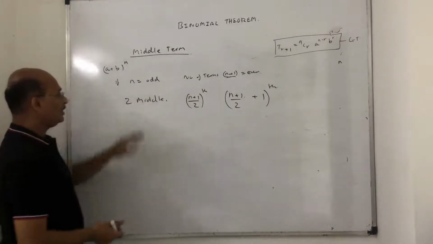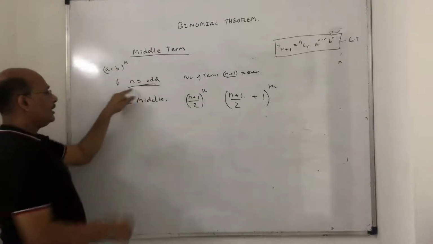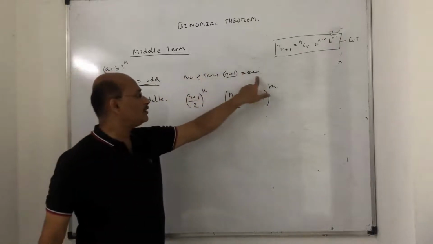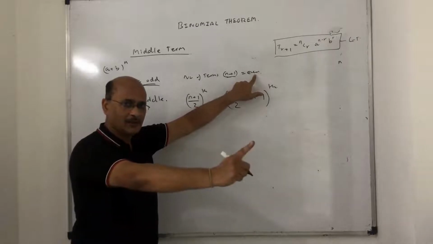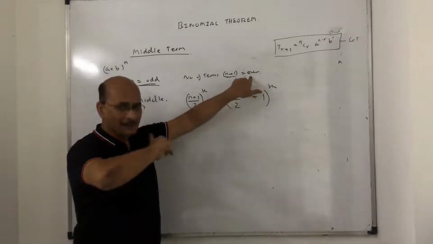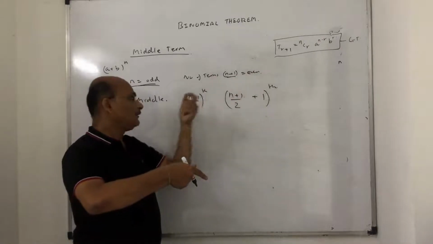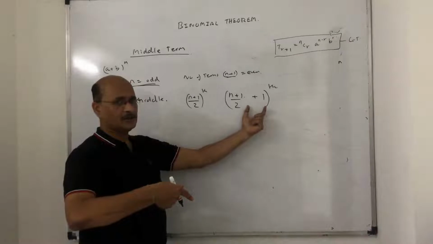Okay, keep that in mind. If in the expansion n is odd, this is the main important thing. If n is odd, you know the number of terms in the expansion will be even. So if it is even, it is very difficult to find the middle term. So when n plus 1, after expansion, is an even number of terms, then you have two middle terms. First term is this, second term is this.